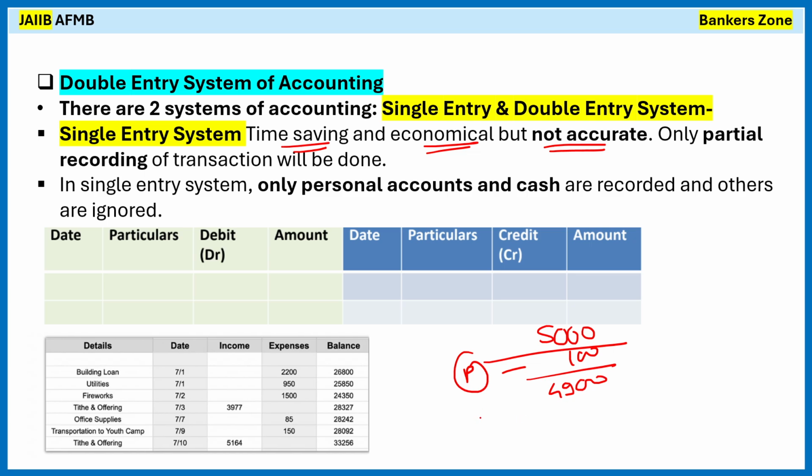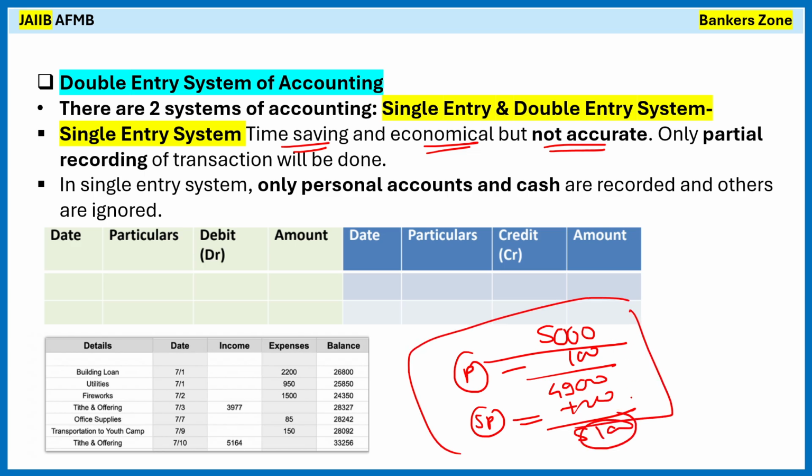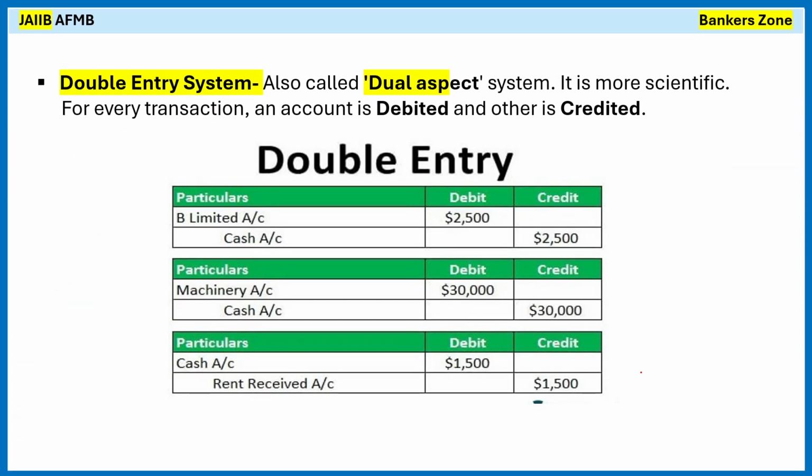I sold a pencil, right, and I earned 200 out of that. So at the end of the day, my balance will be 5,100. So this is the single entry system, very easy, right, but it is less accurate. That's why we are moving to the double entry accounting system. Now in the case of double entry, it is also called the dual aspect system.